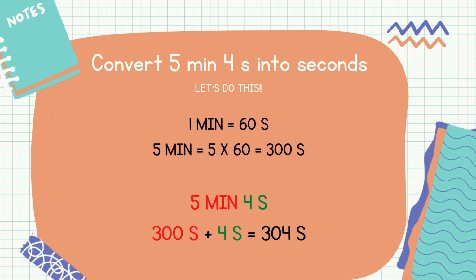Next, convert 5 minutes 4 seconds into seconds. Again, as usual, 5 minutes, convert it into seconds. That will be 5 multiplied by 60, which gives you 300 seconds. And then 300 seconds plus 4 seconds will be 304 seconds as your answer. So 5 minutes 4 seconds is also equal to 304 seconds.